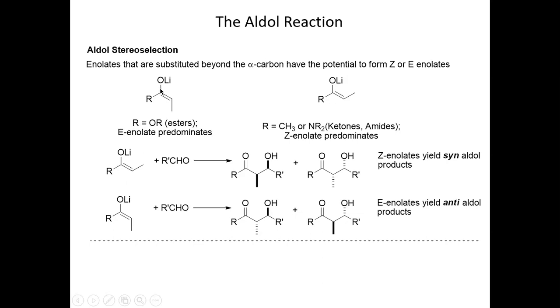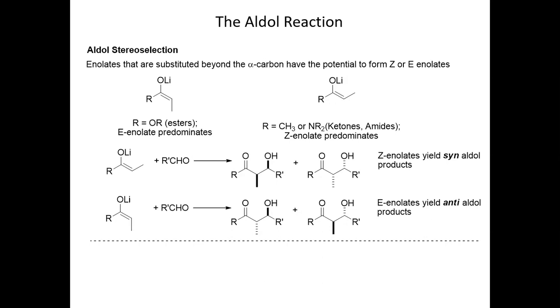If you start out with an ester, then for esters, the predominant enolate is E. If you start out with a ketone or amide, the predominant enolate is Z. So you can go into the reaction knowing, okay, if I have this, I'm going to have a Z enolate. I can expect syn products. If I have this, I'll have an E enolate, and I can expect anti products. And the question then becomes, which anti or which syn product is going to be favored?